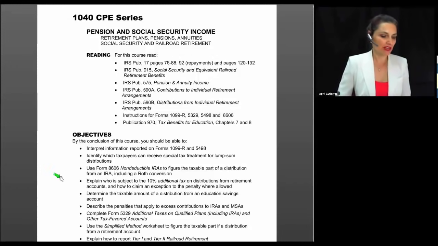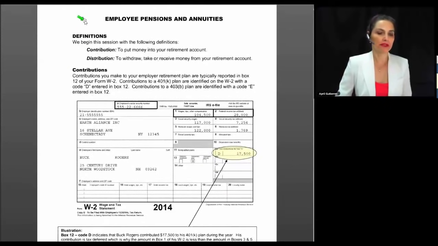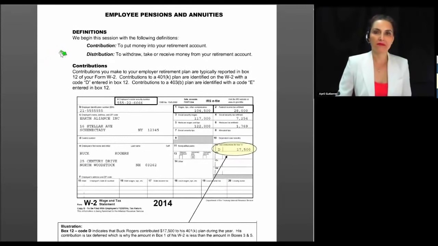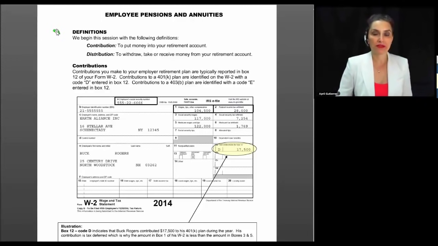We then have the objectives of today's course. And then we move on to employee pensions and annuities starting on page 2 of the manual. And when it comes to studying the issues of pensions, annuities, IRAs, there's a few things that IRS wants you to understand, and that is the terminology that it uses. So if you're reading information in an IRS publication or instructions for an IRS form and a particular term is used, you understand the meaning of that term. So we're going to start at the beginning just by understanding some of these terms.